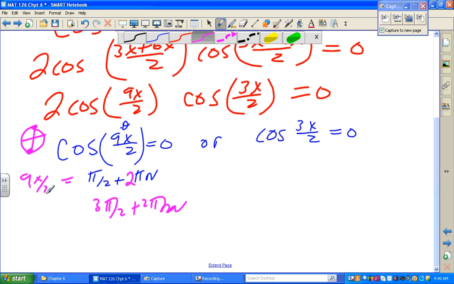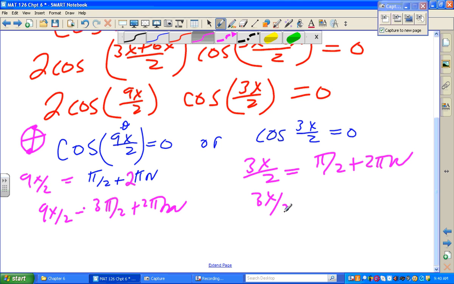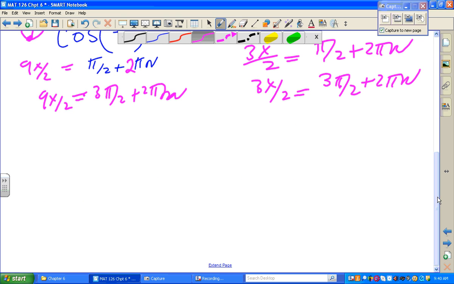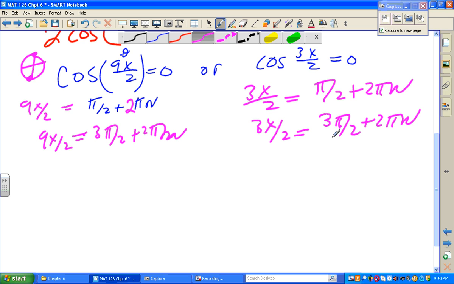9x over 2. All right? And then, hey, wait a minute, cosine equals 0. Same thing. I like this. And 3x over 2 equals 3 pi over 2 plus 2 pi n. You used to do the same, pi over 2 with pi. Right. You could do just one equation also.